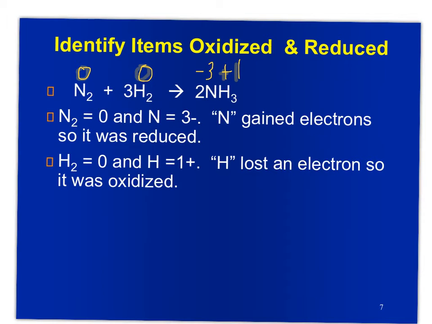And so I track nitrogen. Nitrogen went from a 0 to a -3. It became more negative, so it gained electrons, and gain of electrons is reduction. And then the hydrogen went from a 0 to a 1+. It lost electrons. Its number became more positive. So loss of electrons is oxidation. So the hydrogen was oxidized, and the nitrogen was reduced.